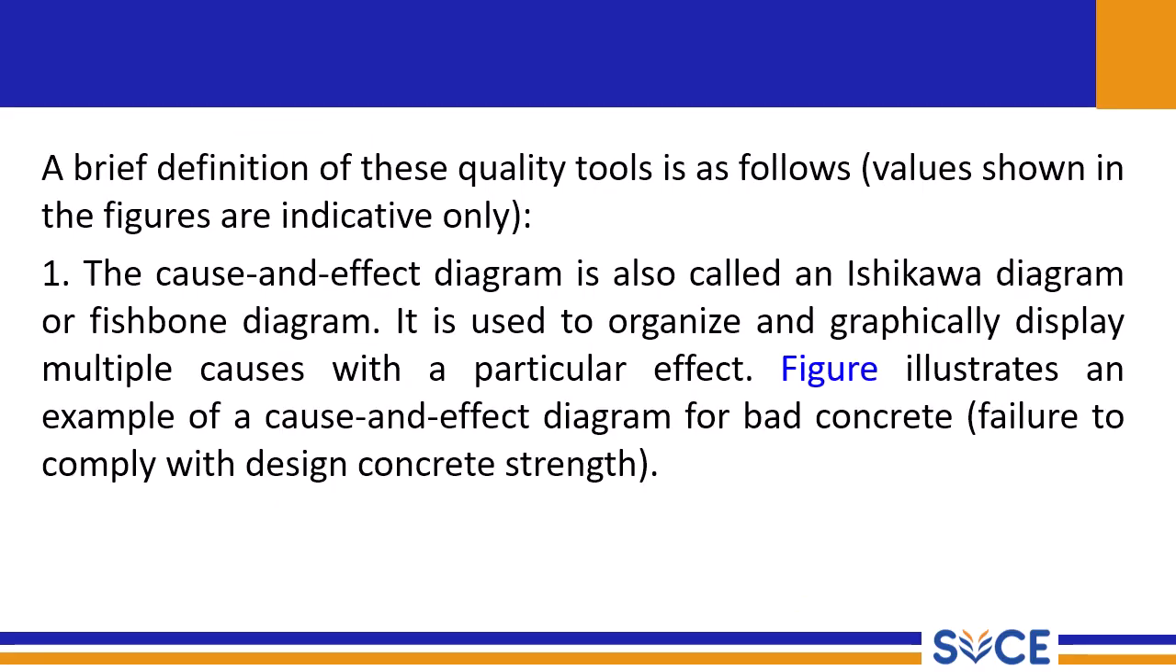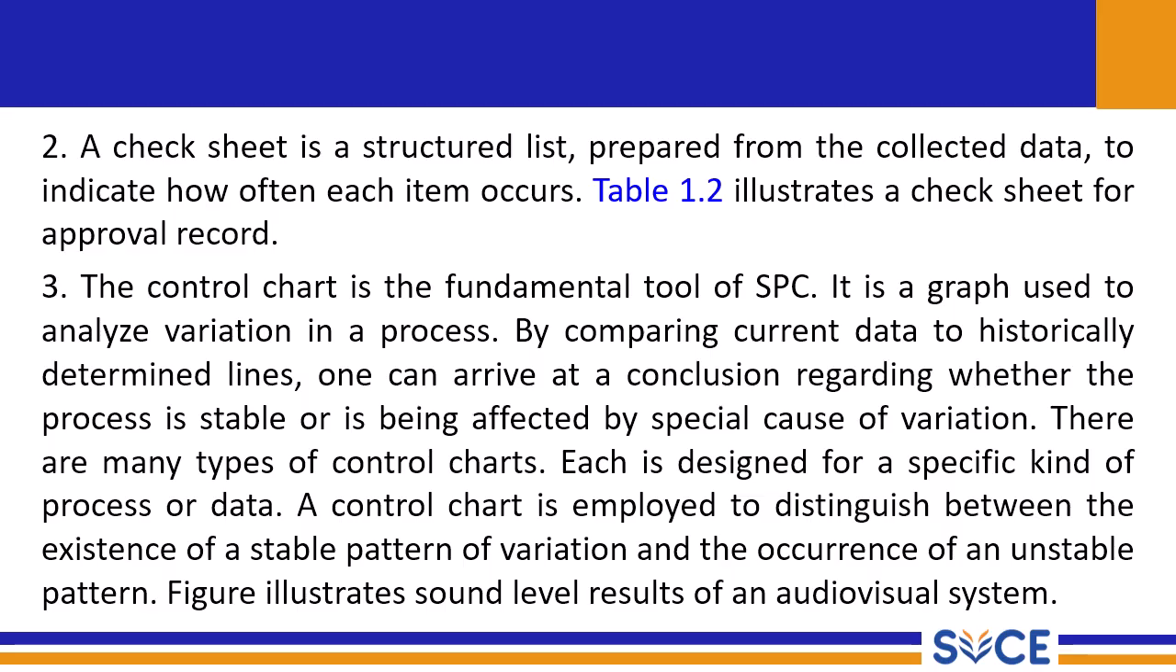The cause and effect diagram is also called the Ishikawa diagram or fishbone diagram. It is used to organize and graphically display multiple causes of a particular effect. The figure illustrates an example of a cause and effect diagram for bad concrete. A check sheet is a structured list prepared from the collected data to indicate how often each item occurs. We'll see the table in the next slide.